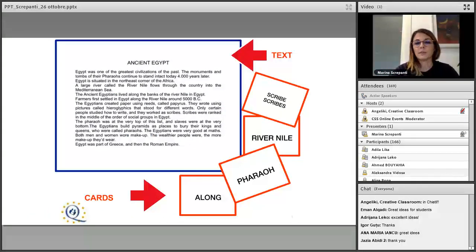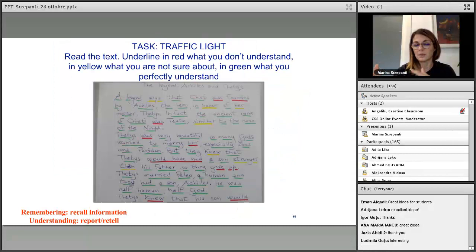For example, this is ancient Egypt. This is an example of the previous activity. For example, the teacher can have the label scribe or scribes, or River Nile, Pharaoh, and so on.